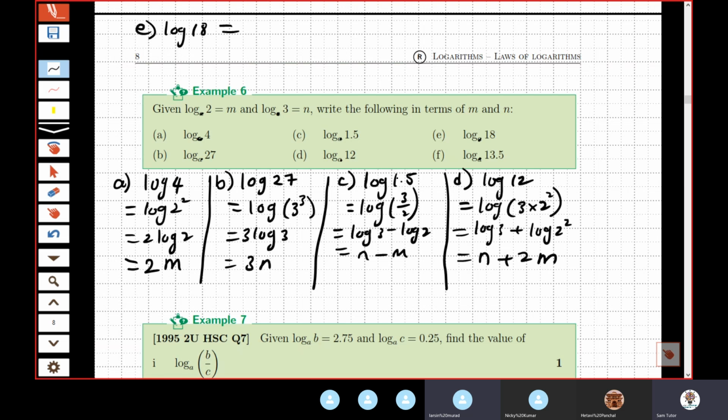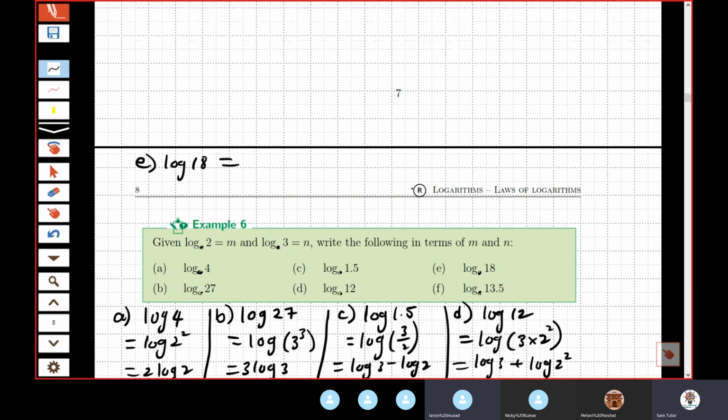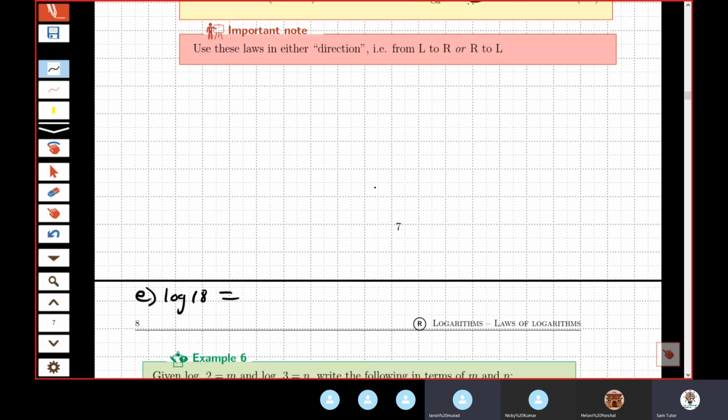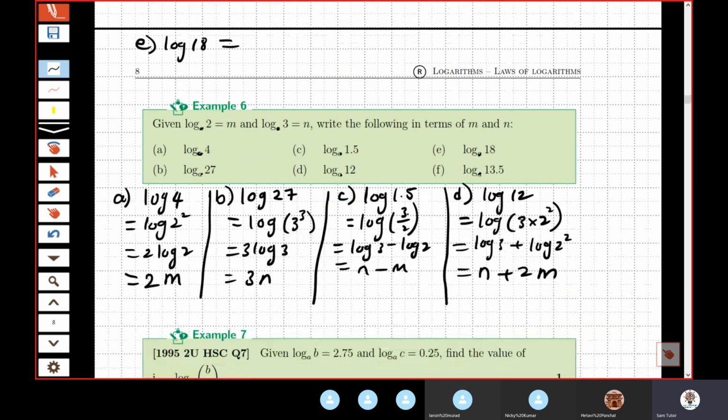C, log 1.5. 1.5 is 3 over 2. Do you understand that firstly? Yeah. And then what do you do when you divide? The log law is, when you divide, you subtract your logs. Okay, yeah. So when you're dividing here, you've got to subtract your logs. And same thing with this one.